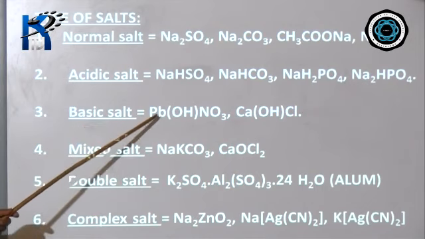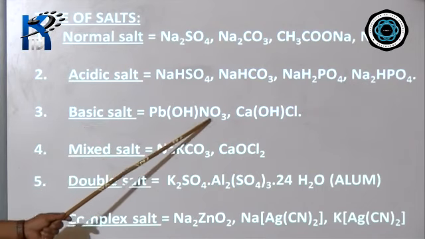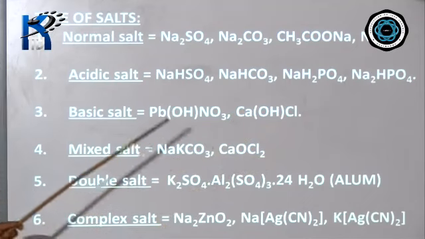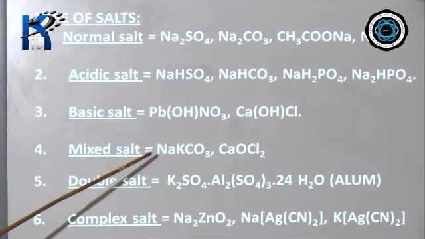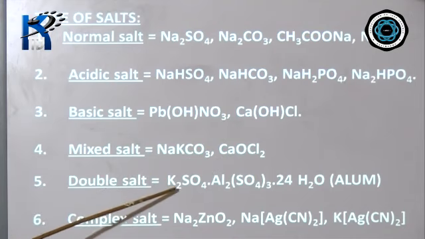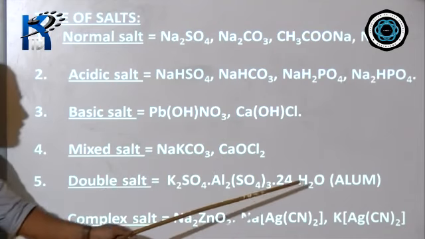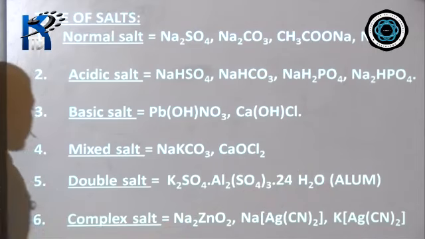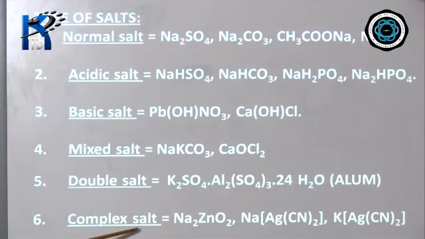Basic salt, lead hydroxyl nitrate, calcium hydroxyl chloride are examples of basic salt. Mixed salt examples are sodium potassium carbonate and bleaching powder. Double salt example is this one which I have already explained to you. You can say potassium alum or simply alum. Complex salt examples are sodium zincate. I repeat again, this is called sodium zincate.